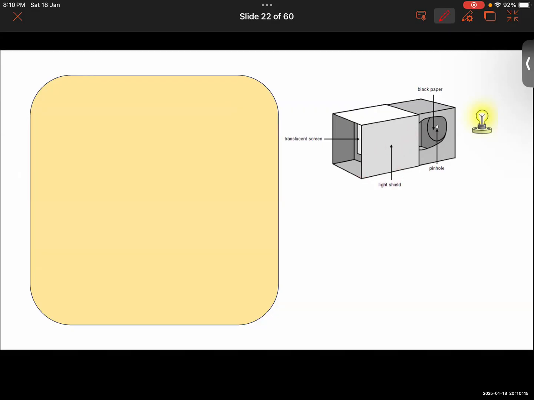But we can't see clearly, sir. It is so blur. Yeah, indeed it is blur. So the details of the objects are not that much clear. It forms a hazy and blurry image. Nonetheless, this type of pinhole camera basically explains the concept of the rectilinear propagation of light very well.